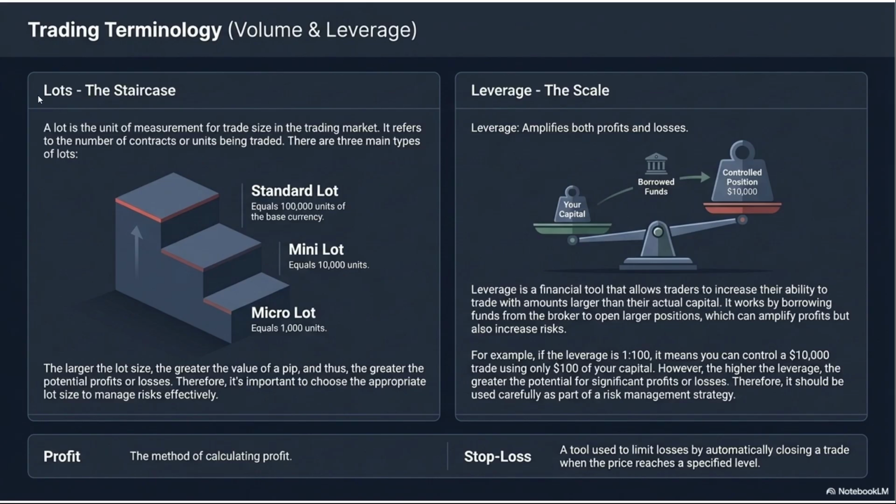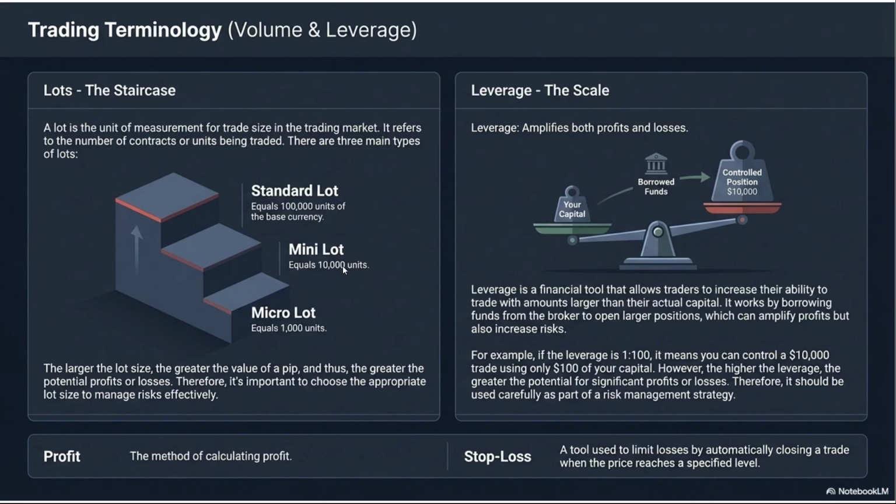Why? Here we come to the lot size, the smallest unit that we measure for trade size. We have three main types of lot size. We have the micro lot size, which is 0.01. That equals 1,000 units of that asset. For example, if I'm buying euro with 0.01 lot size, the micro lot size, it means I am buying 1,000 units of that asset, the euro dollar asset.